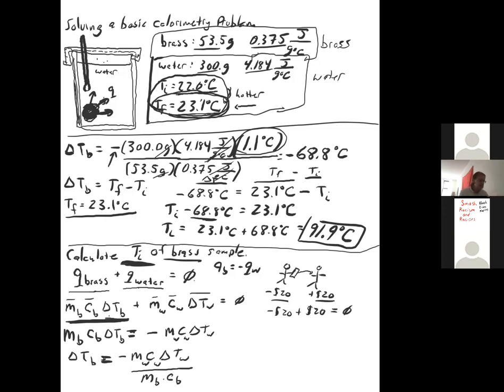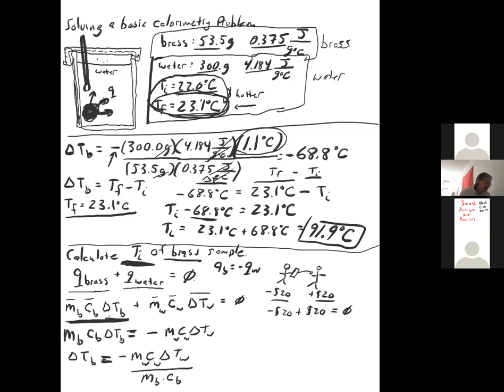So the water only changed by 1. Now there was also more water, right? 300 grams compared to 50. So the bigger the bath, the more heat you've got to add to make it change temperature. But even so, that's a big difference in terms of how much their temperatures change. Brass changed by 68 degrees. The water only changed by 1 degree.